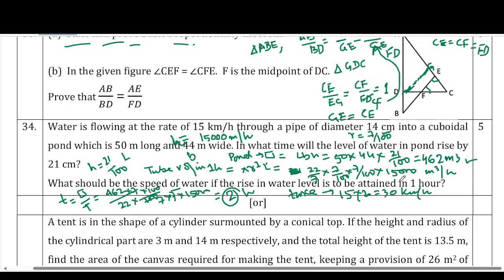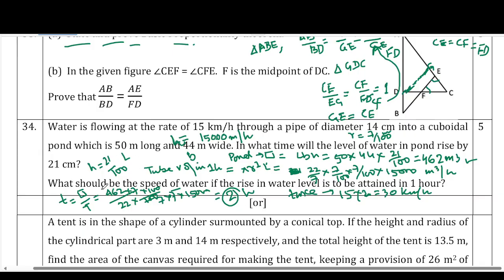For filling, divide the volume of the pond by the volume of the tube per 1 hour. So it will be around 2 hours. So 2 hour time will be required.